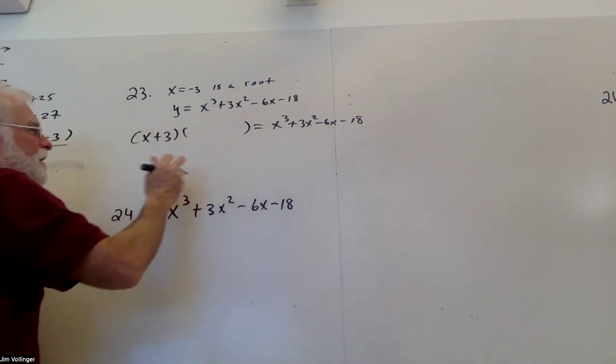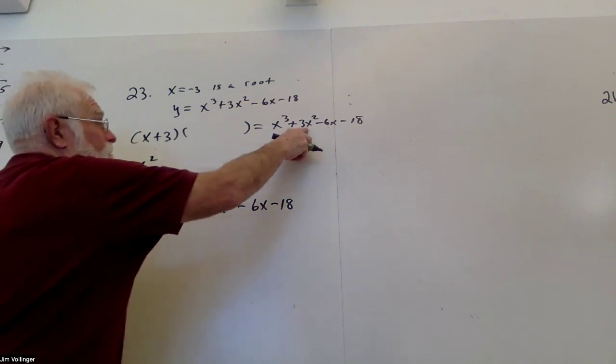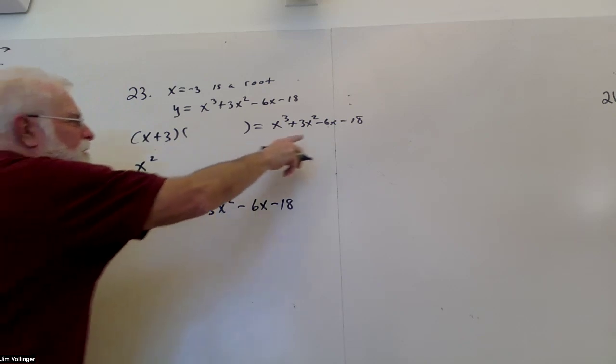So x times what is x cubed? x squared. That gives me 3x squared. Oh, that's what I wanted. So I've already set with that. So now I've got to figure out x times what gets minus 6x.